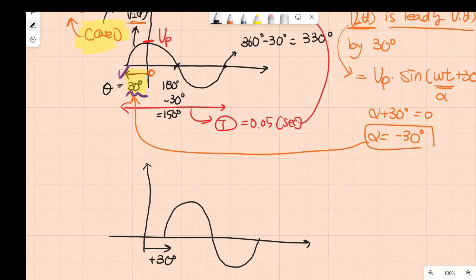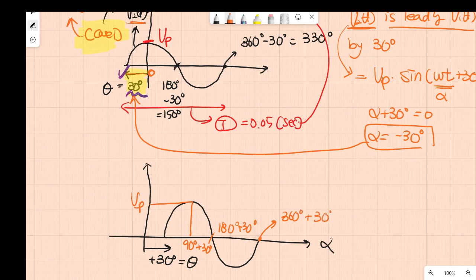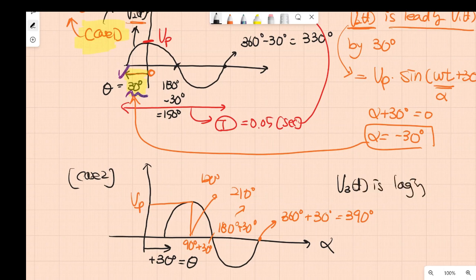For this case the graph shifts to the right. This is alpha, the same thing. In degrees, 180 plus 30, and 360 plus 30 here. For this case, case two, we call v sub 3 of t lagging v1(t) by 30 degrees.